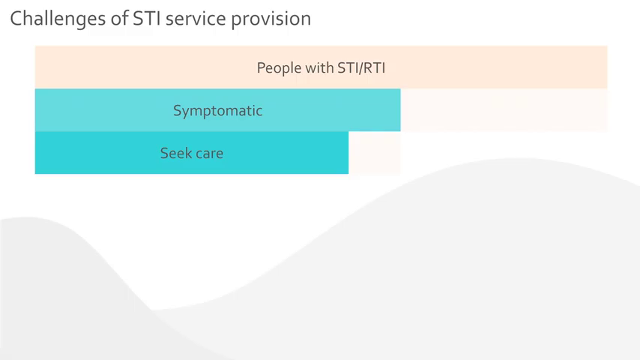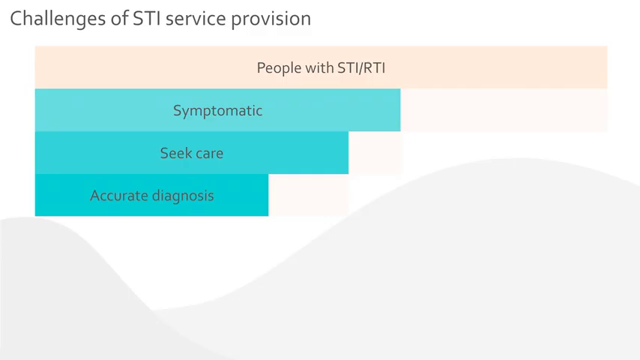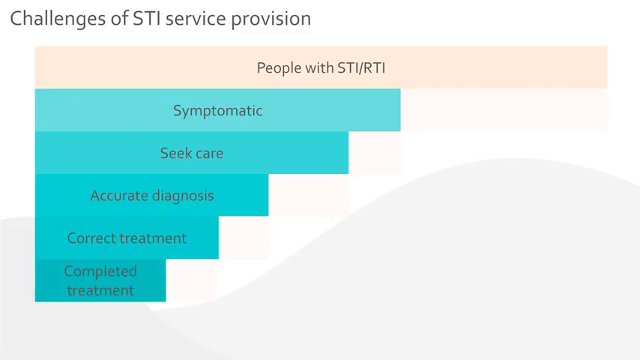Of those who do seek care, some will not be correctly diagnosed. Of those diagnosed, some will not be given correct treatment. Of those treated, some will not complete the treatment. This limits the number of people with STIs who are actually cured. The good news is that many of these challenges can be addressed by making the most of opportunities to promote prevention, improve health-seeking behavior, and detect and manage existing infections.